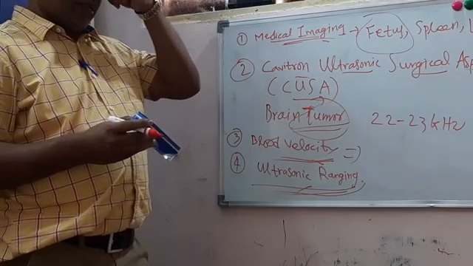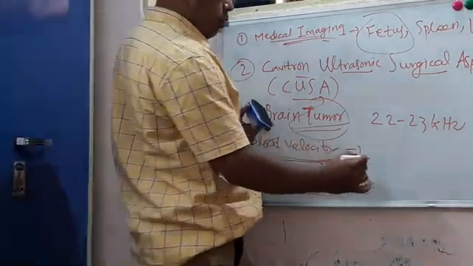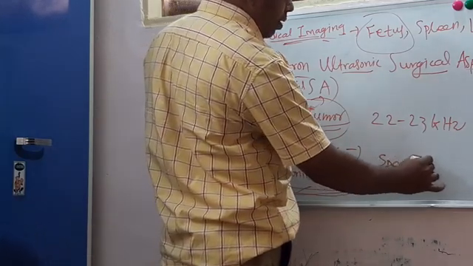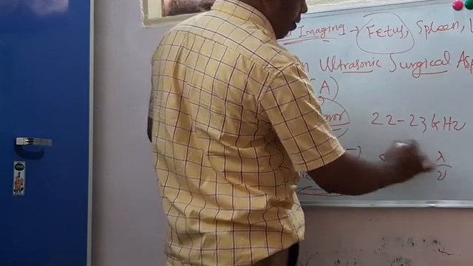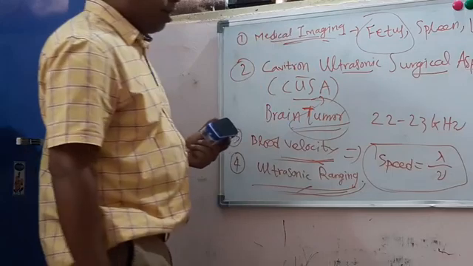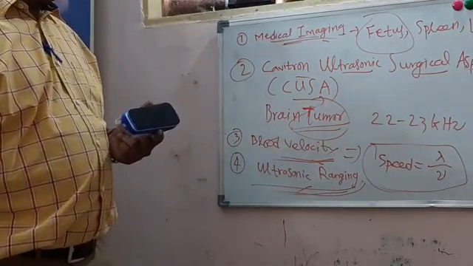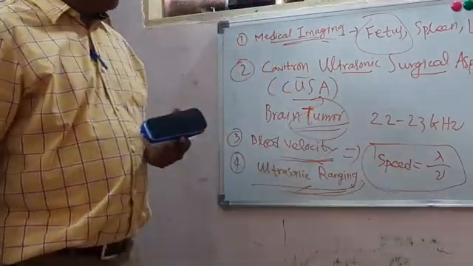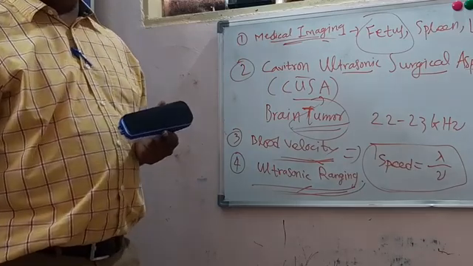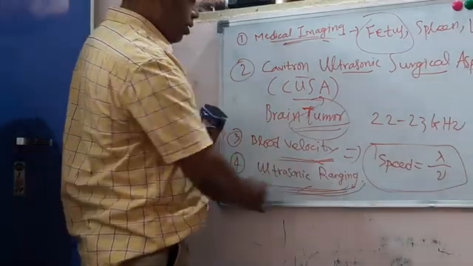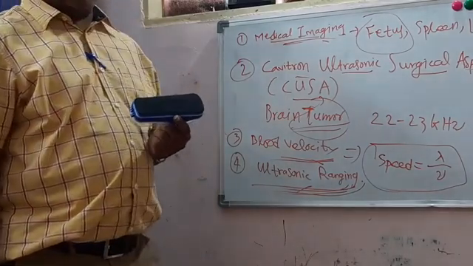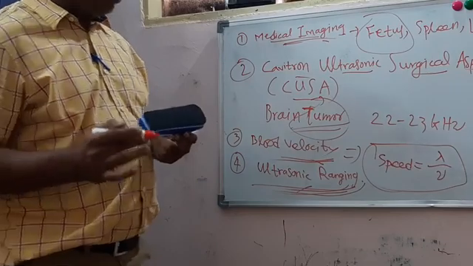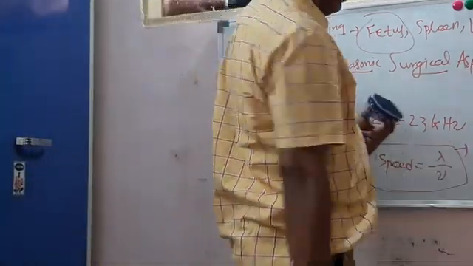In all these cases, generally we use this equation: speed equals lambda times frequency, where lambda is wavelength and nu is frequency. Based on this equation, blood velocity and ultrasonic ranging, that is the distance between the target and the source, can all be calculated. For all these things, this speed equation is the fundamental one.